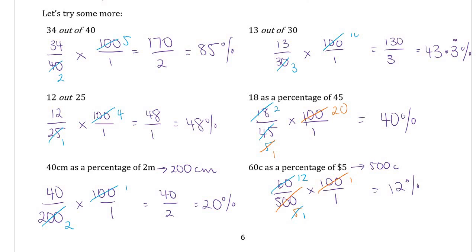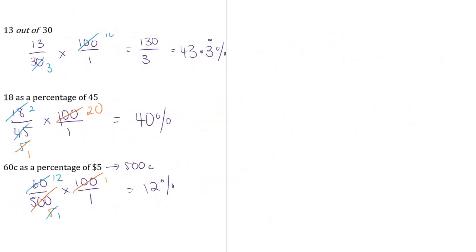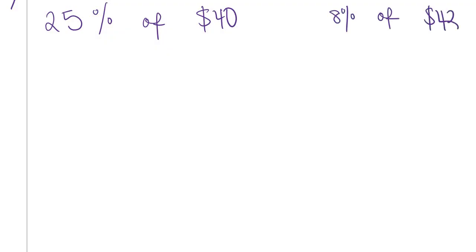Okay. Now if we try to do some the other way, and once again, feel free to pause the video here while we do this, okay? But let's say I wanted to find 25% of $40, okay? And like I said, feel free to pause the video here if you like. And then if I wanted to find 8% of $43. So this second one you're probably going to need a calculator for, and that's okay.